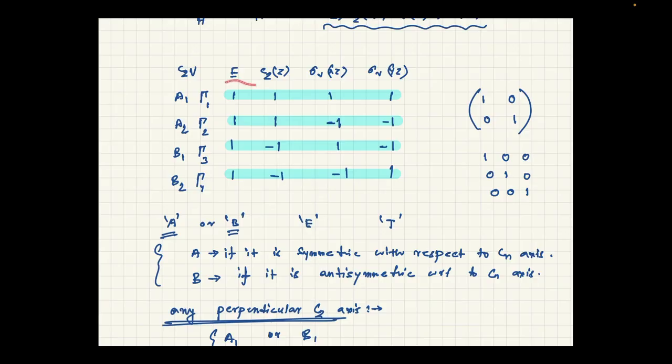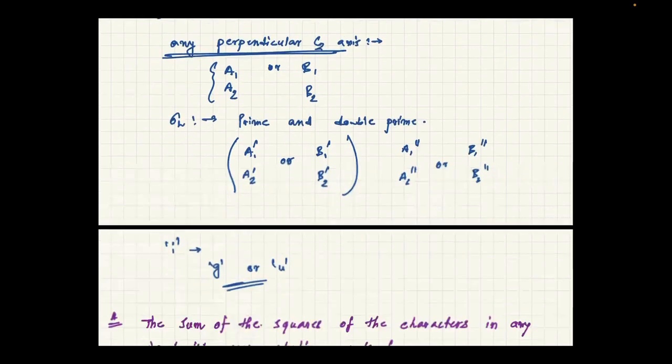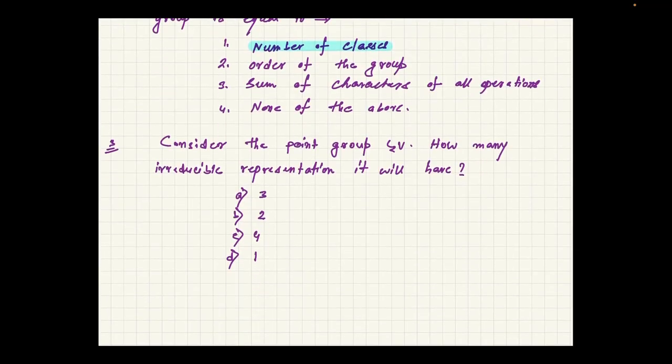That means there are 4 different classes. We have just discussed that the number of classes will be equal to the number of irreducible representations. So 4 different classes means 4 irreducible representations. So the C2v point group has 4 classes, which means 4 irreducible representations.